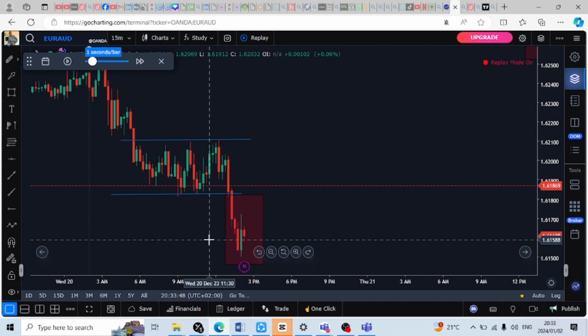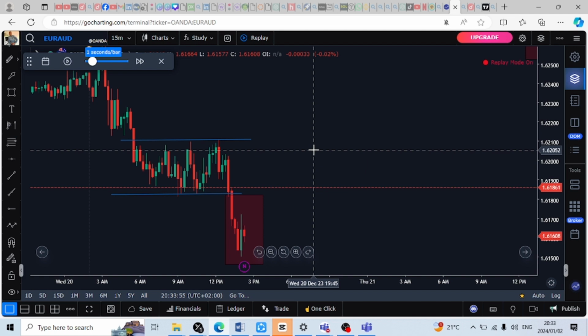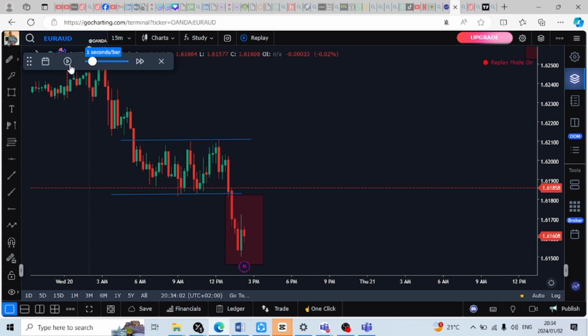Okay, let's continue. We have here the accumulation and the manipulation. So you are not doing anything, you're just observing that this is what is taking place. Then you have to wait. You're waiting for what? For a change of character. So sometimes there will be need for you to go even to lower time frames so that you can get an entry.